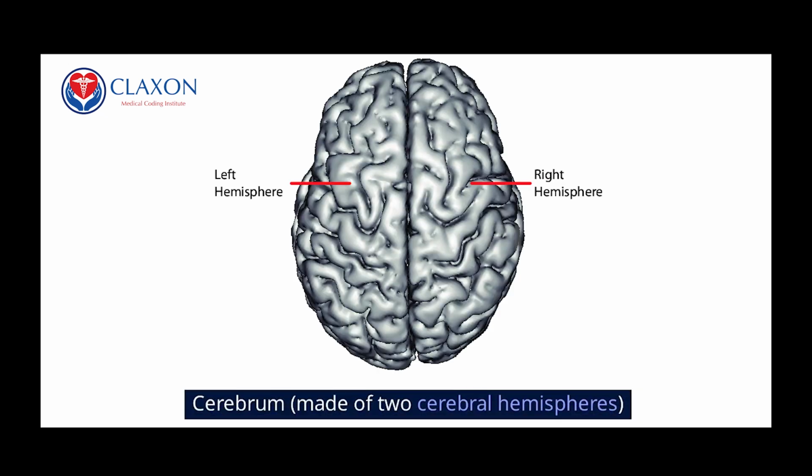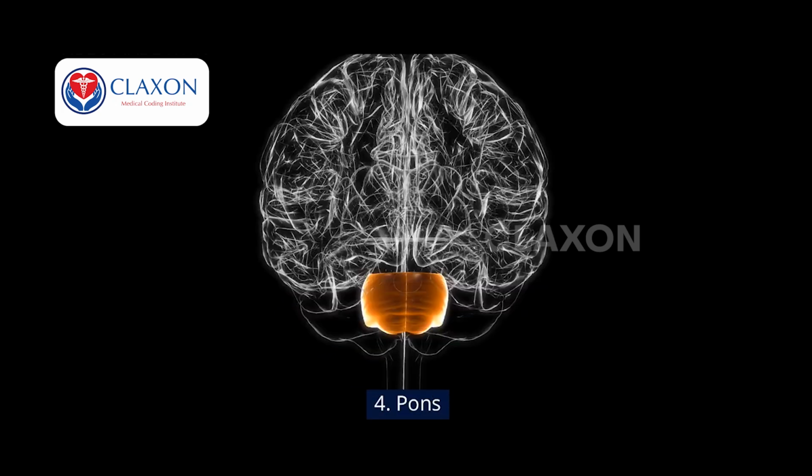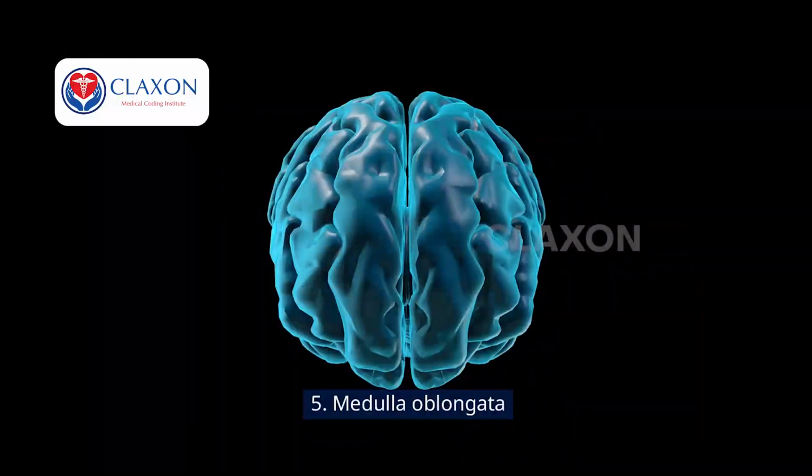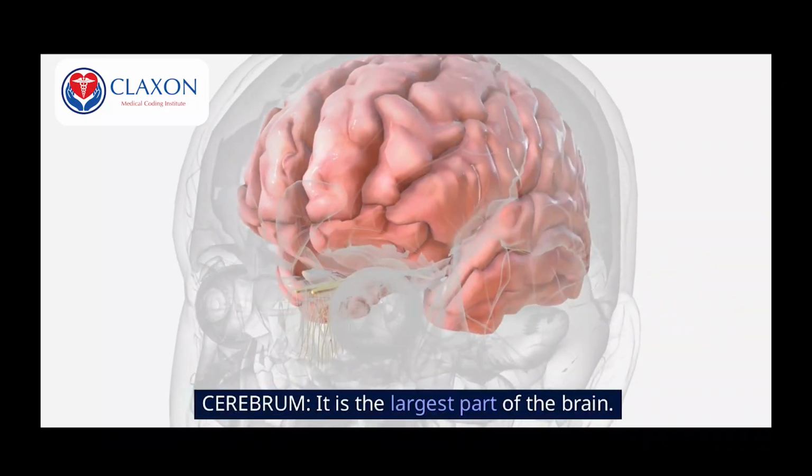1. Cerebrum, made of 2 cerebral hemispheres. 2. Cerebellum. 3. Midbrain. 4. Pons. 5. Medulla oblongata. Cerebrum: it is the largest part of the brain.